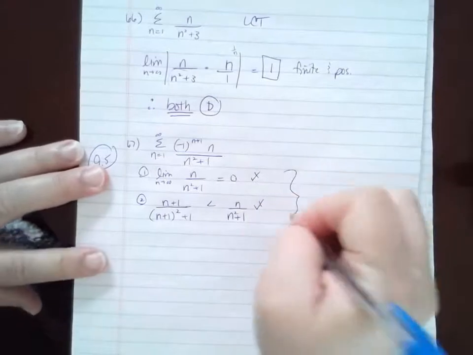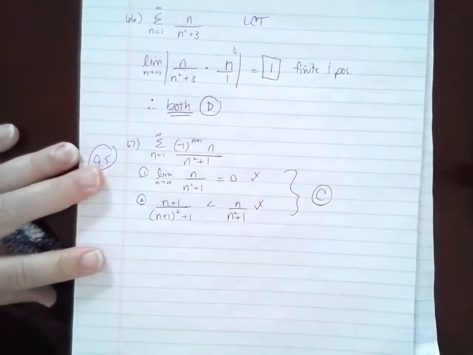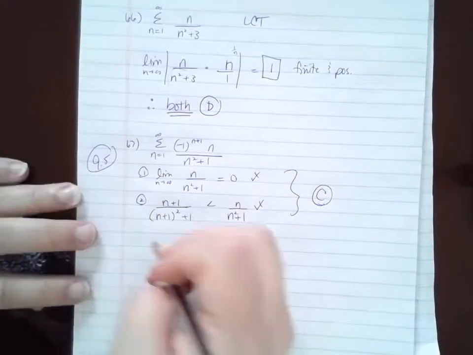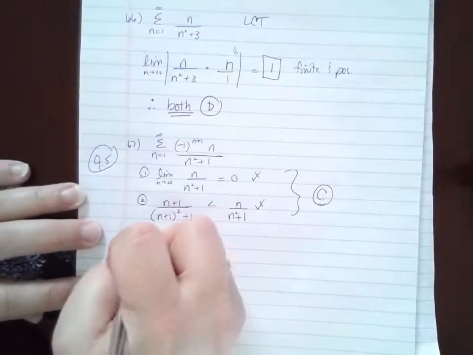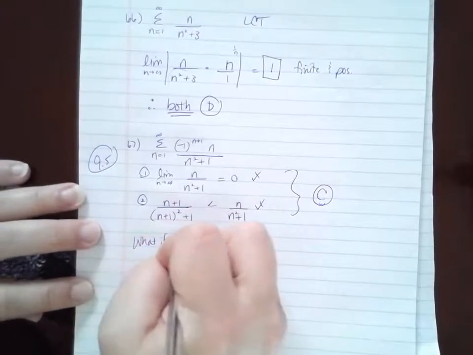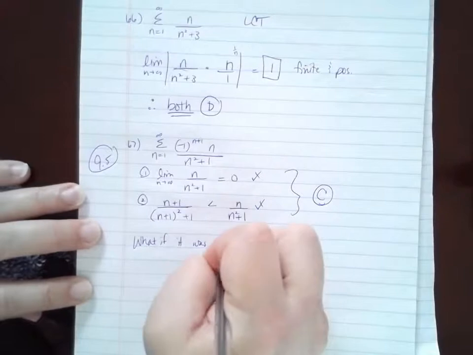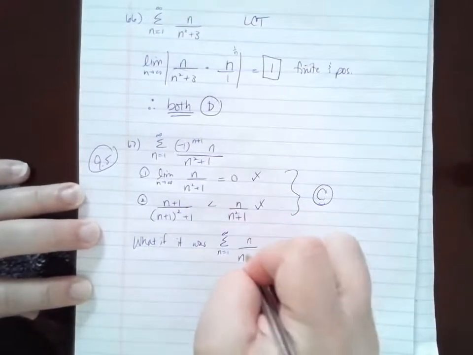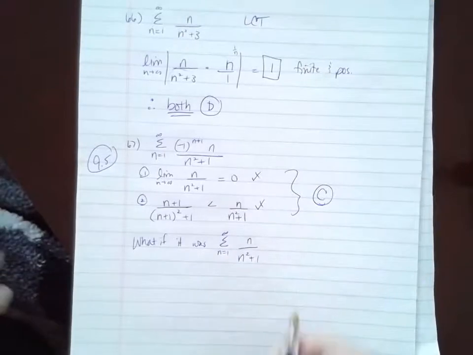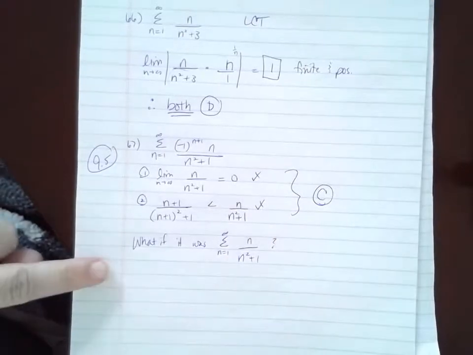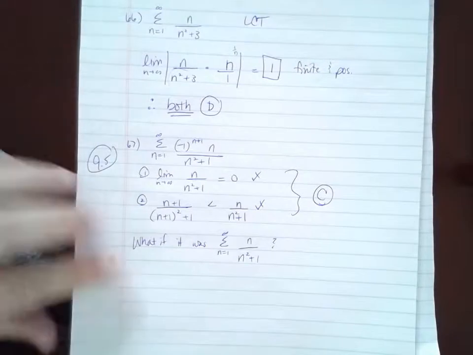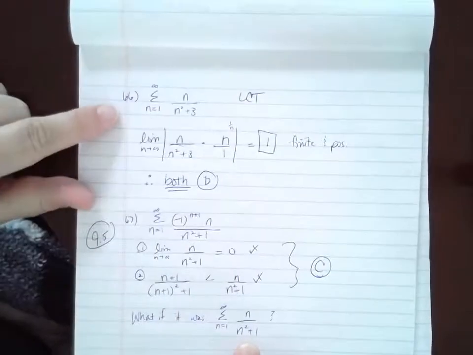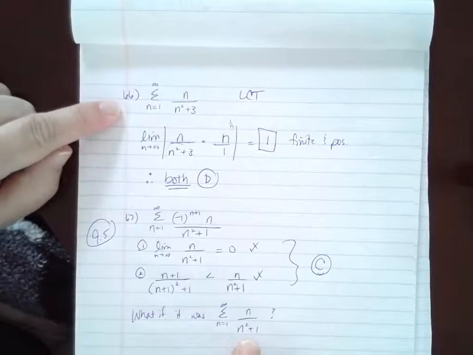All right, so if I know that these are telling me that I have a convergent series, then I can take it a step further and say, okay, well, what if it was the non-alternating series right from the beginning? What can you tell me about n over n squared plus 1? And actually, we have the proof, basically similar proof right up here for question 66. It's going to be done the same way.